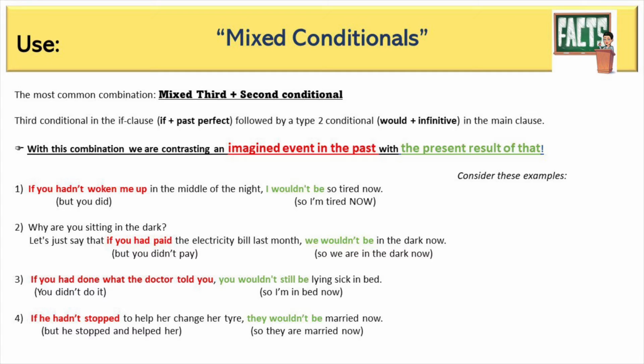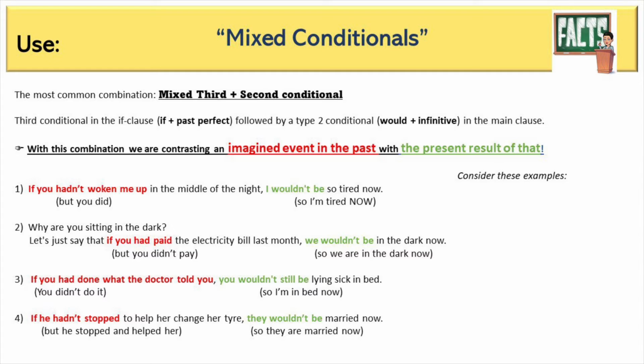So the most common combination of a mixed conditional is where you have a mixed third and second conditional. So this is the most common. With this combination, we are contrasting an imagined event in the past with the present result of that. So some examples, listen carefully. If you hadn't woken me up in the middle of the night, I would not be so tired now. But you did wake me up in the middle of the night. So the result is, I am tired now.